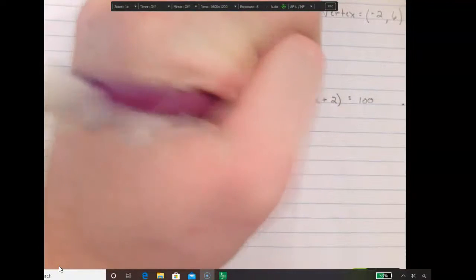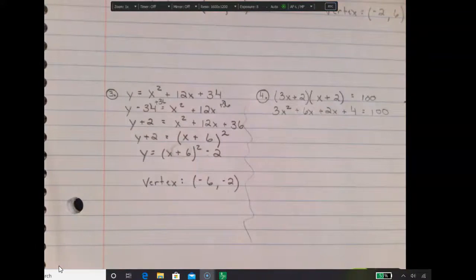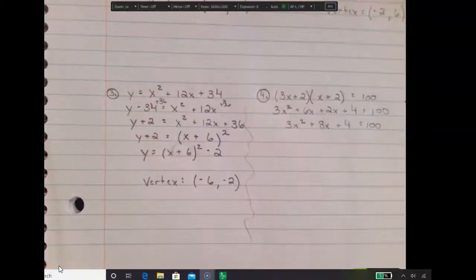So let's go through and FOIL this out. So I'm going to have 3x squared plus 6x plus 2x plus 4. Don't forget about that equals 100 on the end. I can combine like terms next, so I'm going to have 3x squared plus 8x plus 4. And this still equals 100. Alright, so we've got it now into standard form.